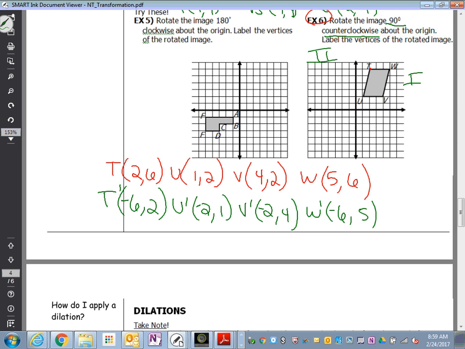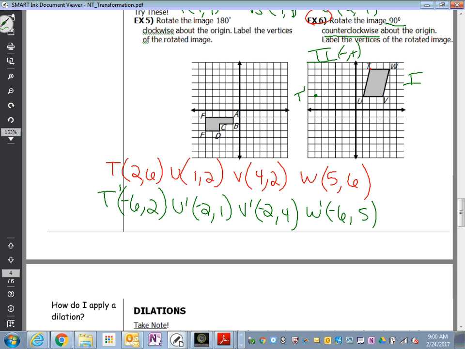So now let's draw that. Did you see what I did here? Come here, watch, this is fun. When we go 90, we switch them, and look where they end up. This will be negative, positive, so the x's will be negative. T prime will be negative 6, and 2. That is T prime.